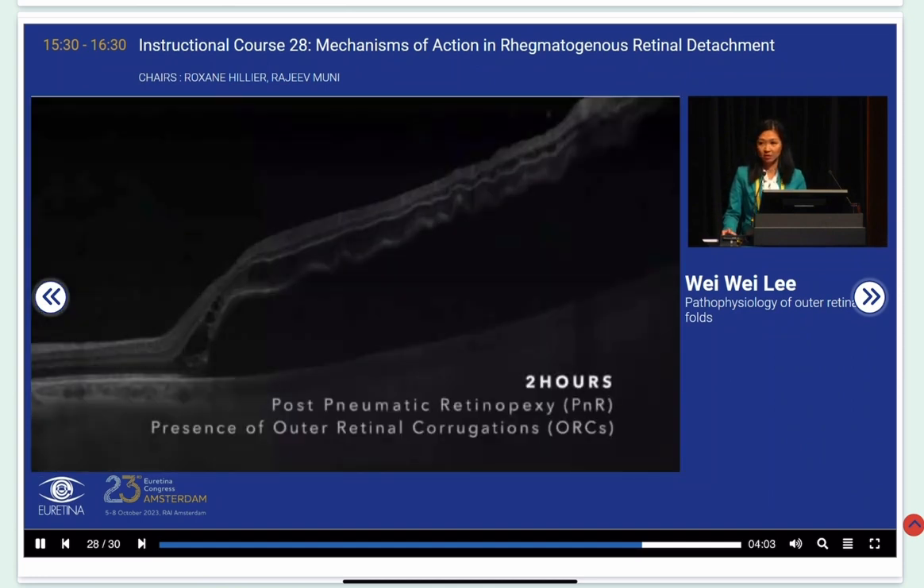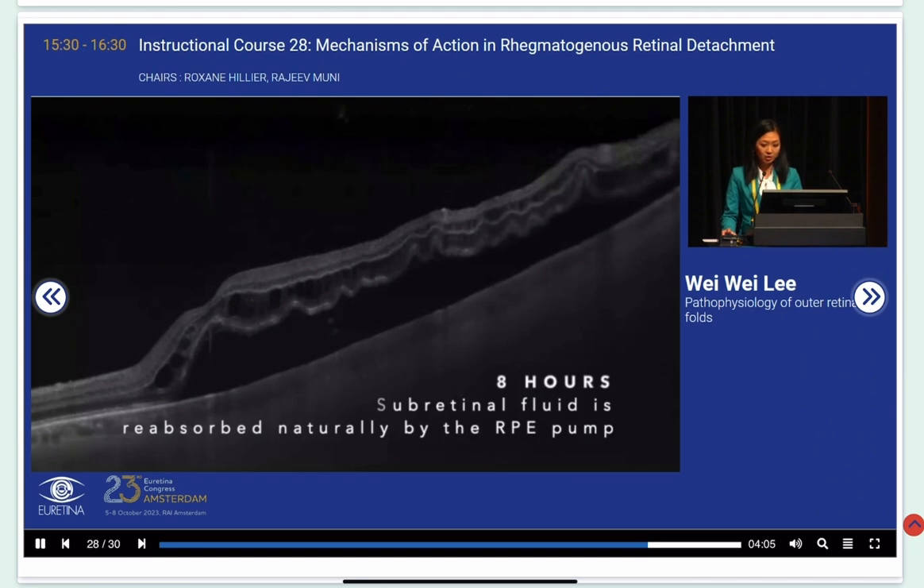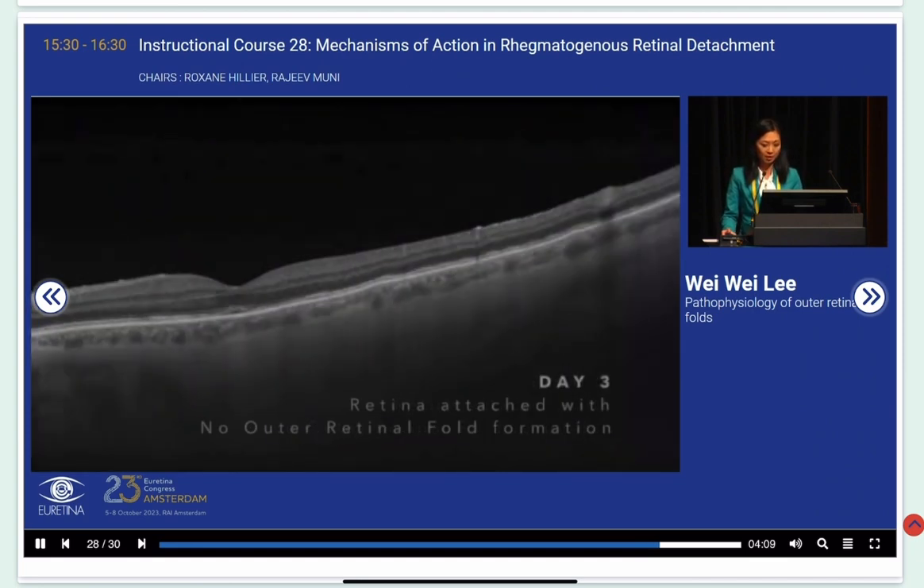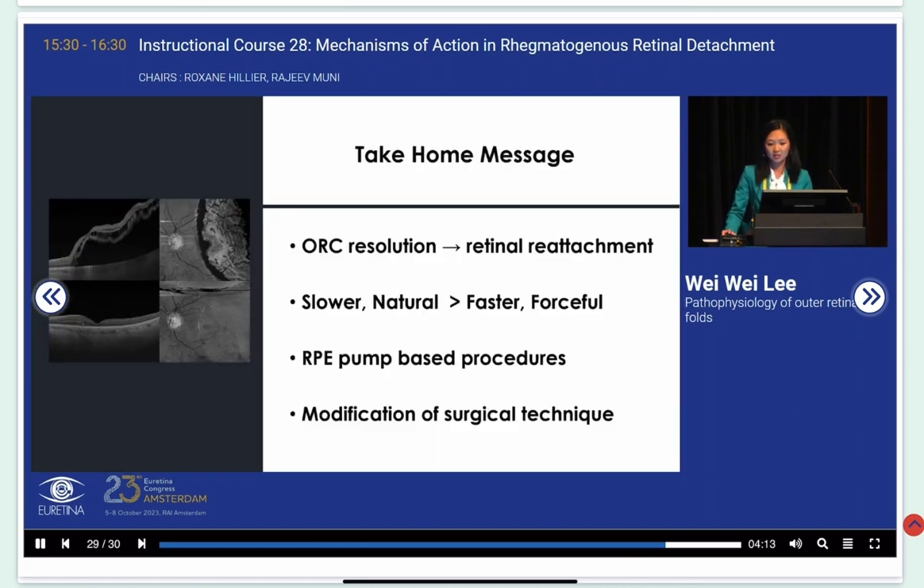These are serial OCTs of a patient after pneumatic. There is sufficient time for the outer retinal corrugation to resolve before it touches the RPE. Therefore, there is no outer retinal fold formation. So the take-home message is that outer retinal corrugation needs to resolve before the retina is reattached. Therefore, a slower, more natural reattachment is better than a faster, forceful one.